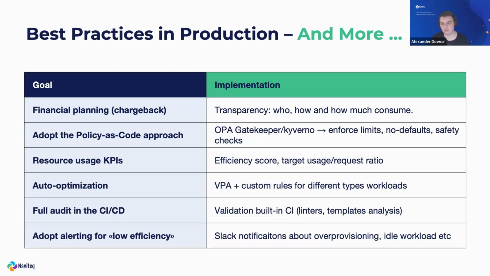Next, again, create efficient KPIs, which will be some kind of target usage ratio for different teams, and make them auditable and transparent for everyone. Automate CI/CD, create alerts. This is what we discussed. And again, take this cost awareness to the entire organization level and make sure that everyone follows it.